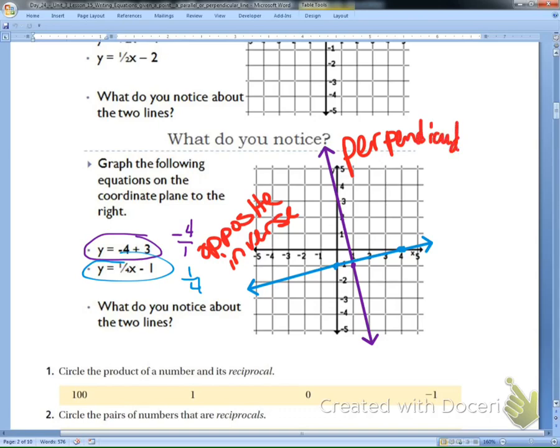Perpendicular. Oops, ran out of room here. Hold on. Perpendicular. There we go. That's supposed to be an L.